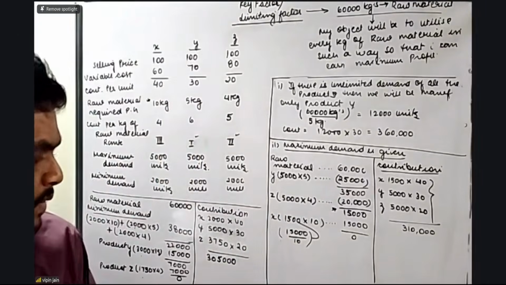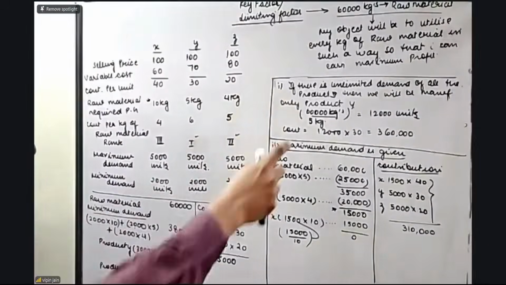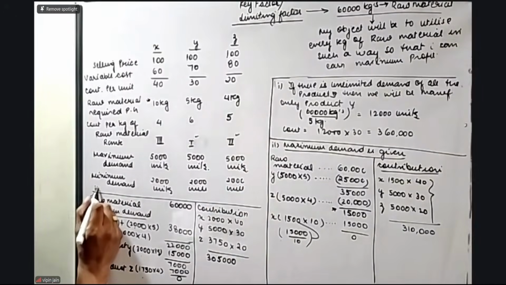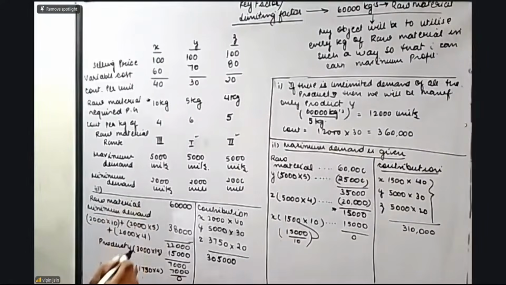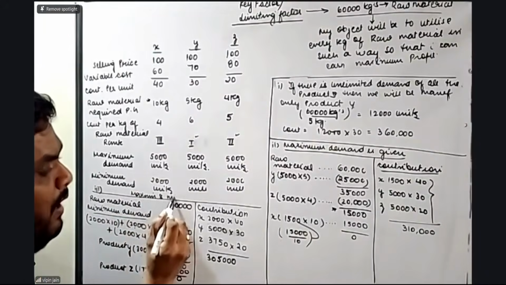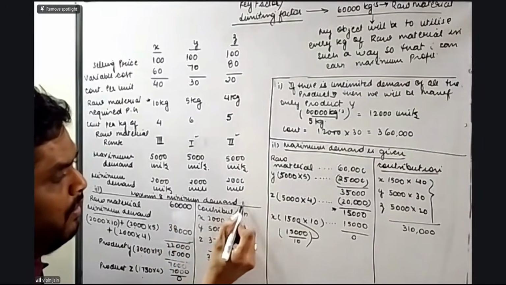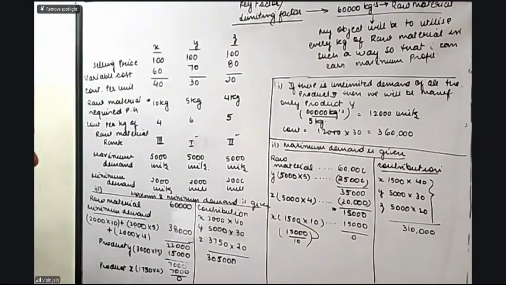Sir, in calculation of the raw material minimum demand. Where? First, second, or third question? The last part, sir, third number. The part wherein maximum and minimum demand is given, right? Yes, sir. Okay, so which part are you finding difficult? 60,000 kgs is okay, right? Yes, sir. Minimum demand we fulfilled, it is okay, right? It's okay, sir. Now here you are finding difficulty, right?